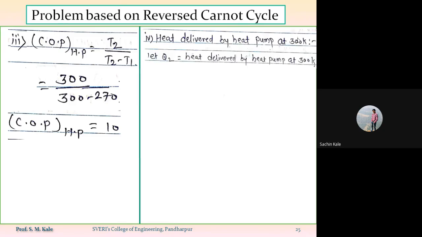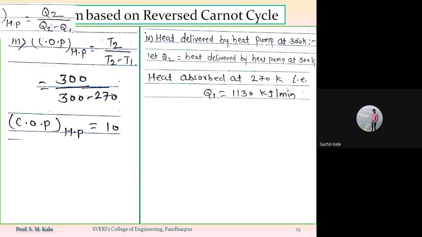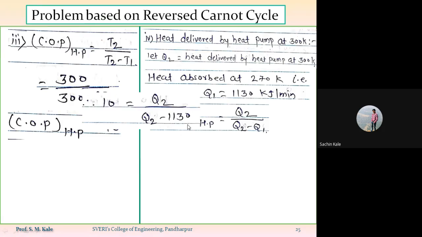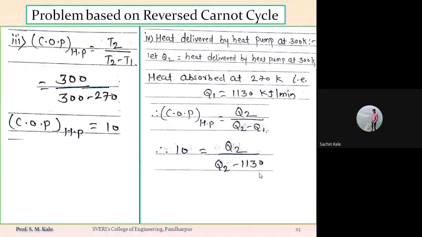We will use the formula COP of heat pump is nothing but Q2 divided by Q2 minus Q1. So we are knowing the value of Q1. Value of Q1 is nothing but 1130, and we are knowing the value of COP of heat pump, which is nothing but 10. So put those values. So 10 is equal to Q2 divided by Q2 minus 1130.